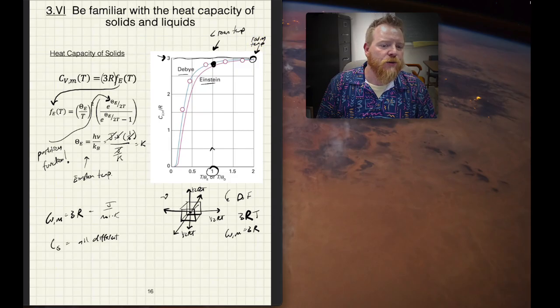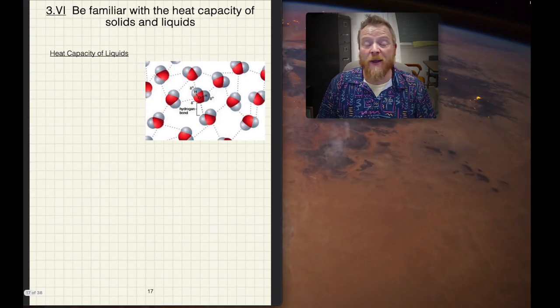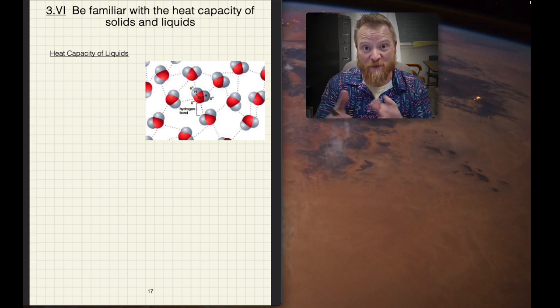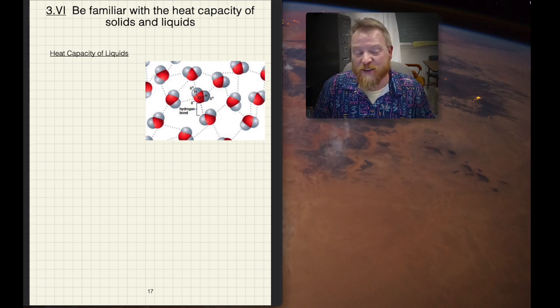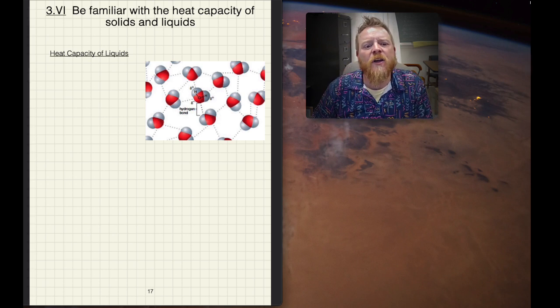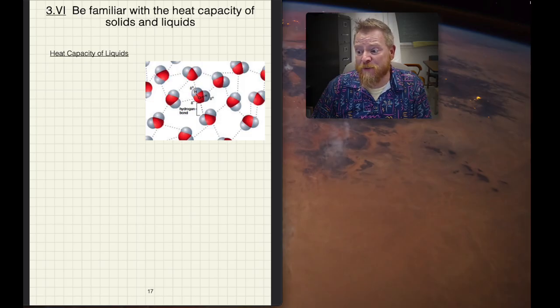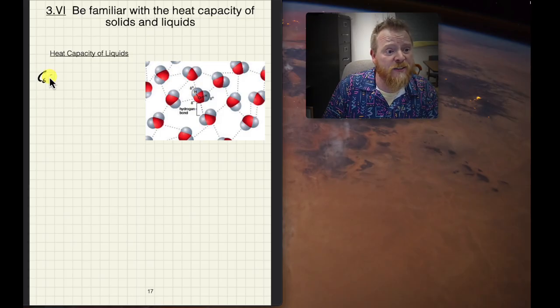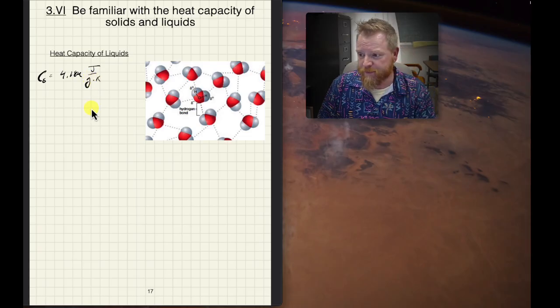Okay. So now what about the heat capacity of liquids? Well, each liquid is way different, as you might imagine. They don't have this regular lattice structure. So we kind of have to take the heat capacity of each liquid at its measured value. So if we look at water, C_S for water is 4.184 joule per gram per Kelvin.